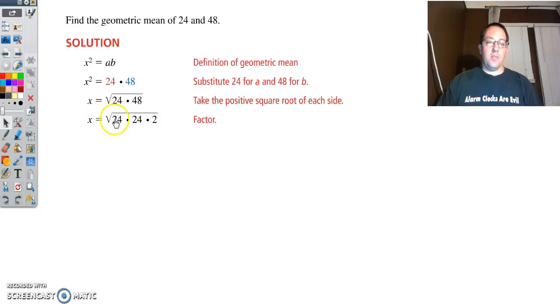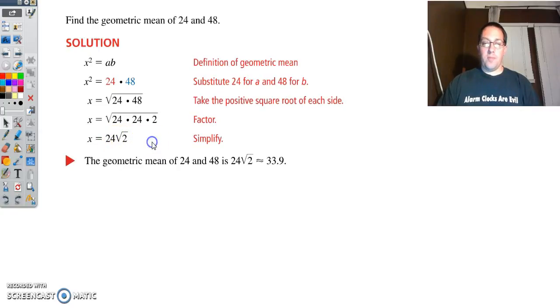And we're going to go ahead and simplify this. 48 is 24 times 2. So here I have 24 times 24. So this is 24 squared. So the square root of 24 squared is 24. And I've just got the 2 left over. So x equals 24 square roots of 2. Right? Or approximately 33.9. And they just simplified that. And so that is geometric mean.